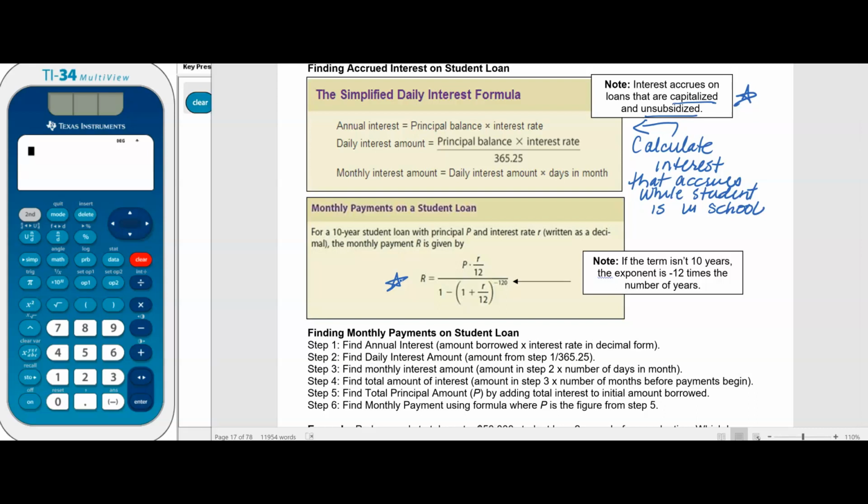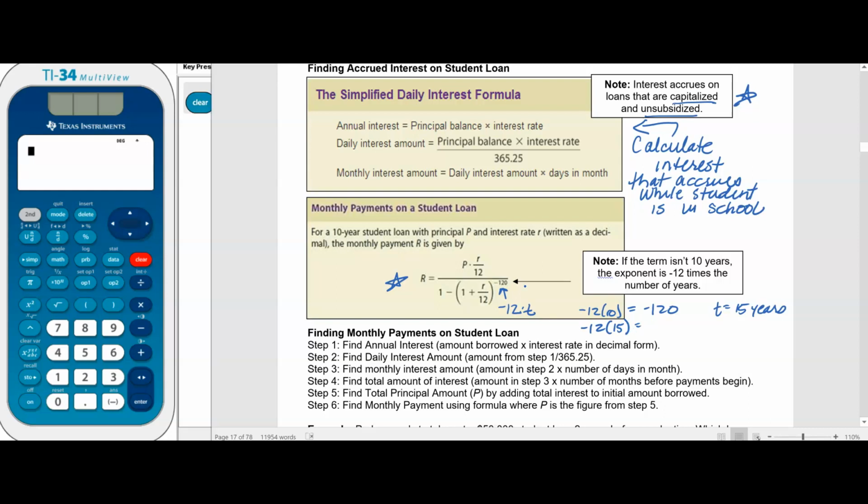And then one note, this exponent here, negative 120, another way you could write this is negative 12 times t. And the reason negative 120 is written there, this is what the book gives us, is because it's really common for students to have to pay back a loan in 10 years. So if t is 10, then negative 12 times 10, that's where they get the negative 120. But just know that if t were something else, so let's say t was 15 years, then you would just do negative 12 times 15, and that would be the exponent instead of negative 120.